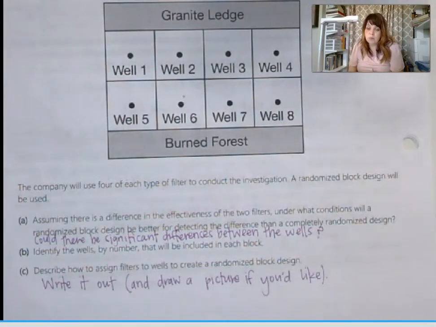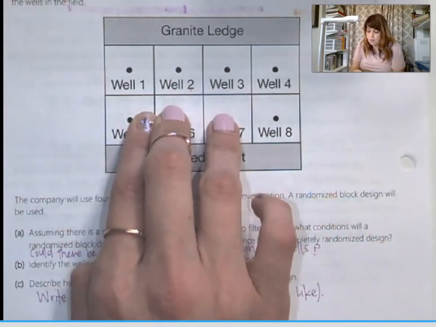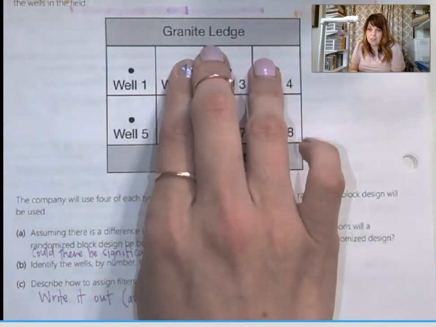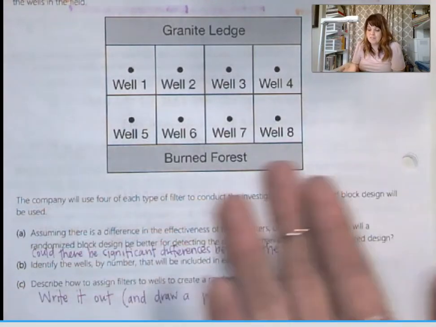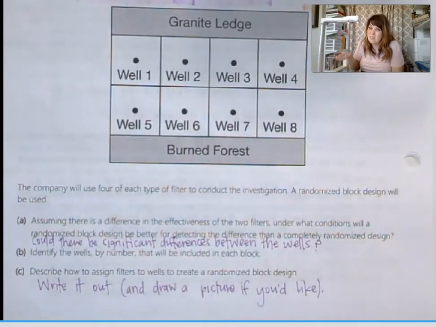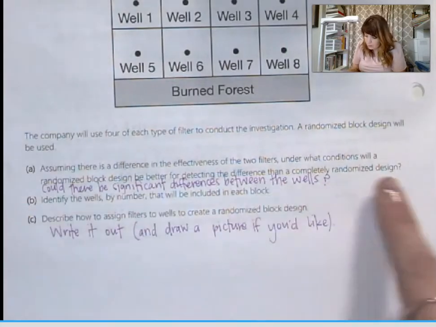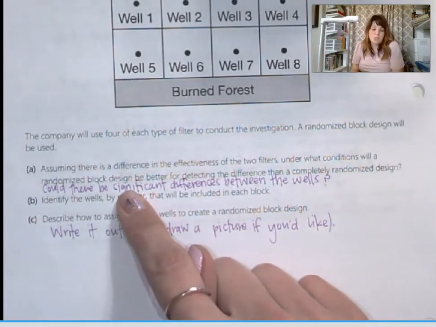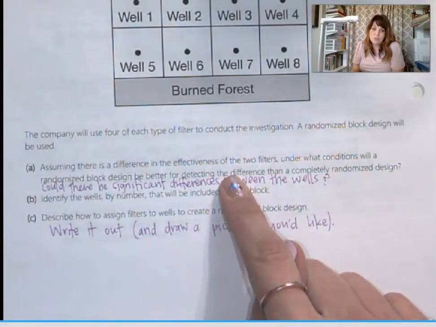If we just use a completely randomized design, you may end up with 3 of these wells in one group and 3 of these wells in the other, and then you won't know: did my filter not work better because I had a bunch of the burned forest wells, or was it because the filter isn't great? So, under what conditions would we use a randomized block if there are significant differences between the wells?